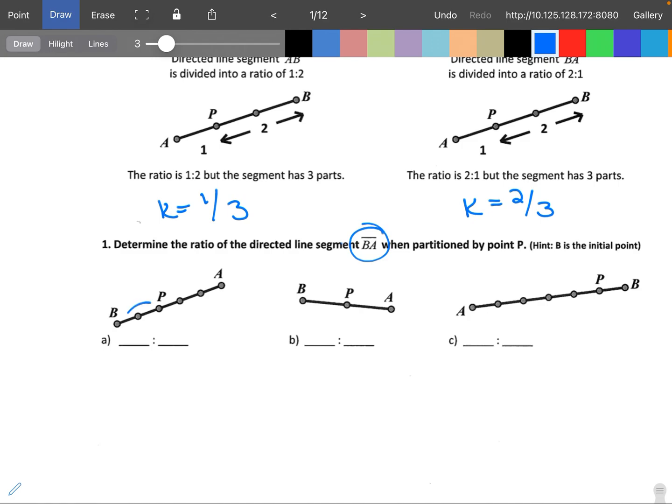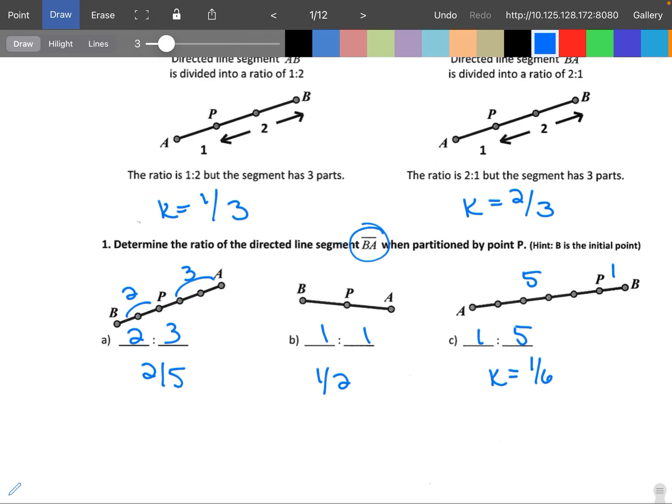So we have 2 parts right here, so 2 to 3. Scale factor 2/5. Here 1 to 1, scale factor would be 1/2. Here we have B to A, so this is 1. Over here, 5 parts, so 1 to 5, and your scale factor would be 1/6.